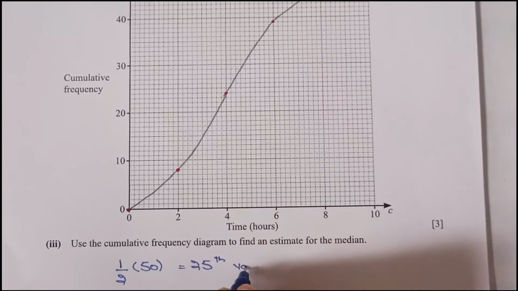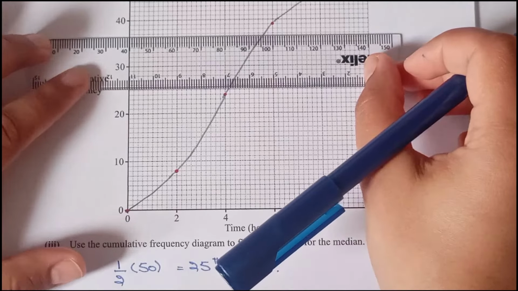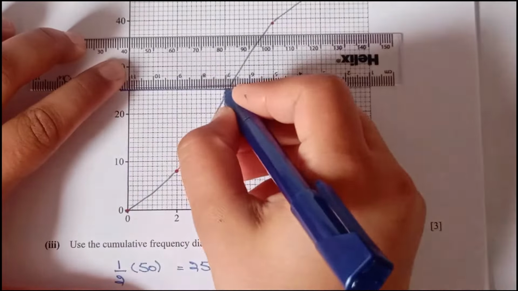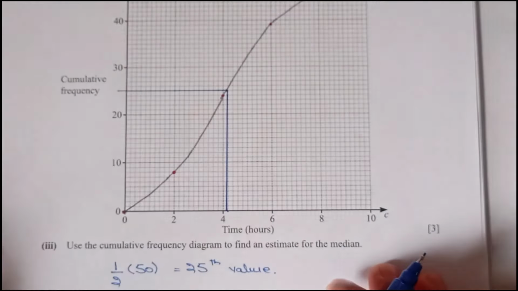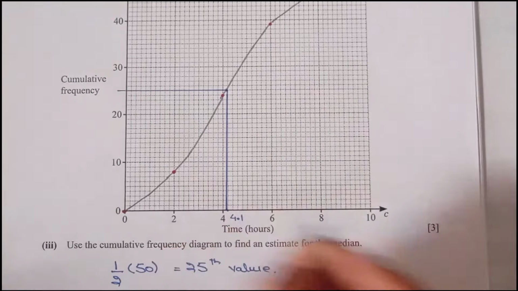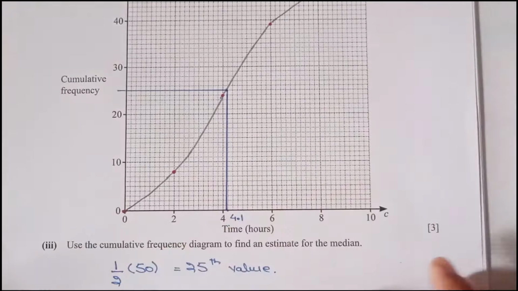So 25 is here. Let me draw a straight line from 25 and find the time at this point. Yeah, this is 4.1. So we can say that the median is 4.1 hours. Question number 5. In part A, solve these simultaneous equations, show your work.